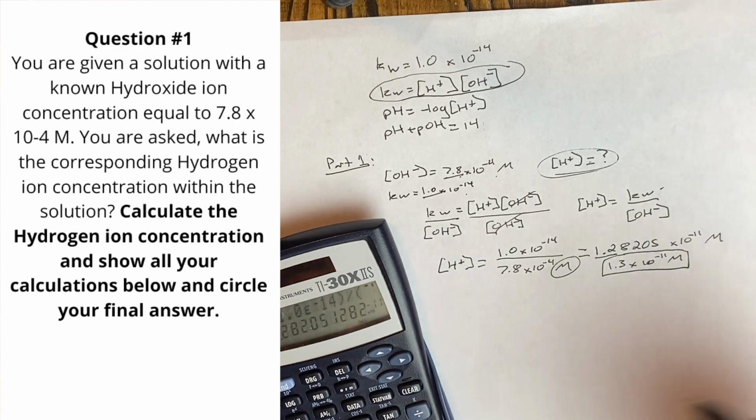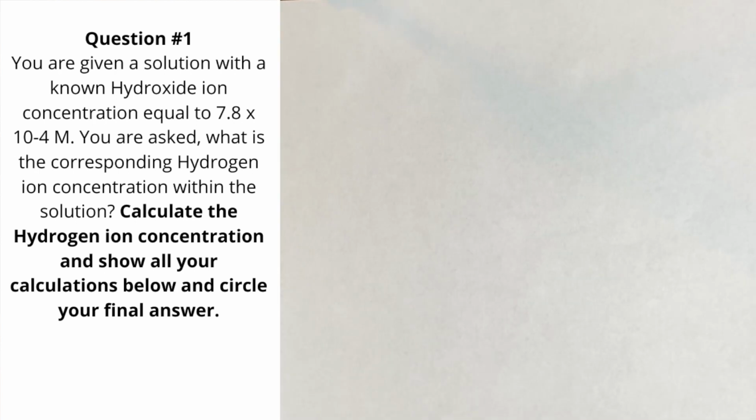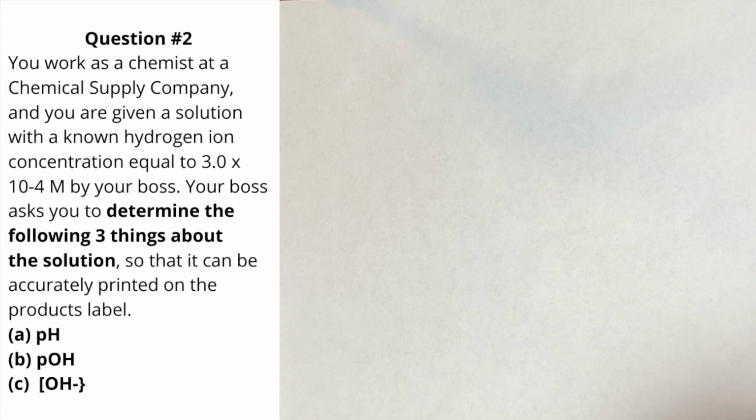And there we go. Now we're going to work another set of questions on a new sheet of paper. All right, so these next questions are also going to use these same formulas that we used in the previous question. And this question is, you work as a chemist at a chemical supply company, and you are given a solution with a known hydrogen ion concentration equal to 3 times 10 to the negative 4 molar by your boss.